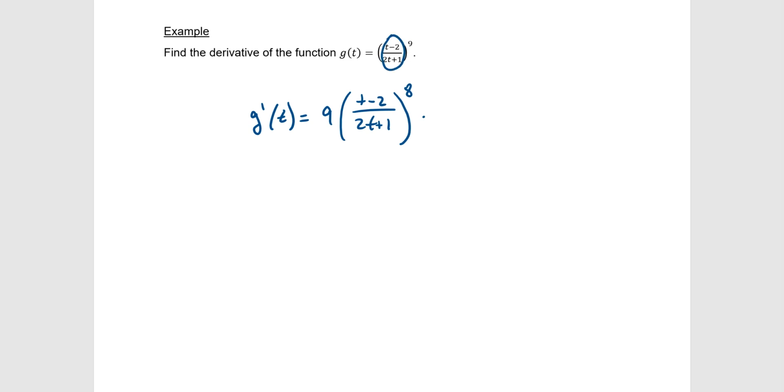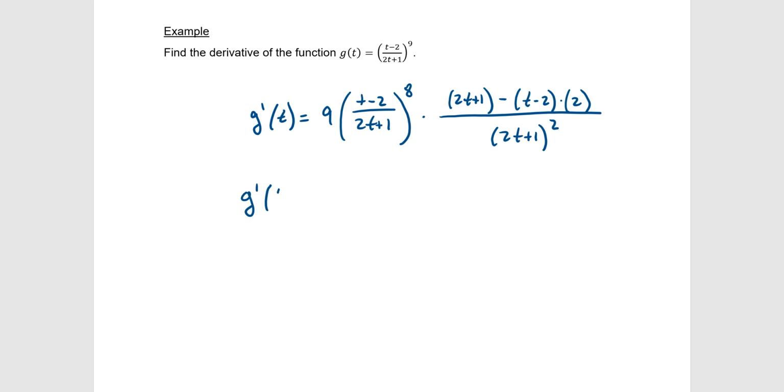So now we actually need quotient rule for the derivative of the inside. Let's do this without making it too messy. It's going to be low d high, the derivative of the numerator, t minus 2, is just 1, minus high d low, the derivative of the denominator is 2, all over low squared. And let's go ahead and rewrite this. So you can see that you are typically going to be using multiple rules in one for these more complicated questions.